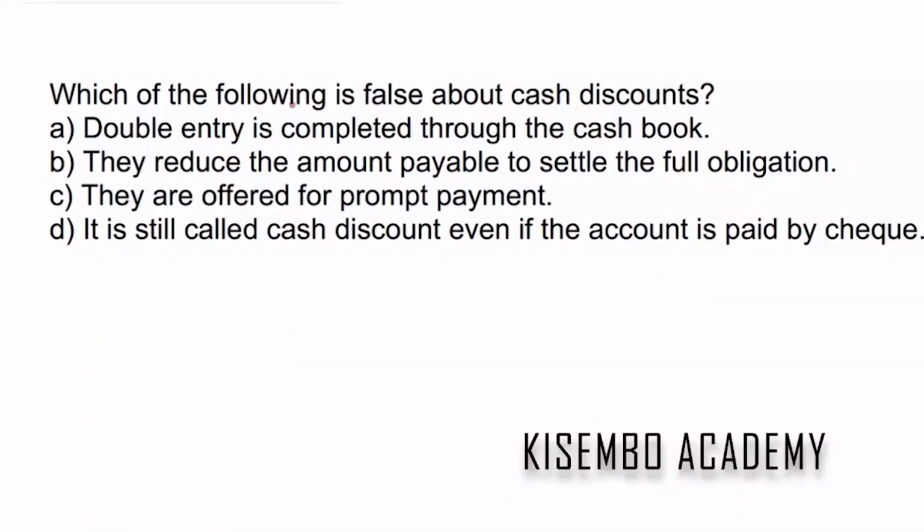So from the clip, you're able to see that when we say that double entry is completed through the cash book, that is not correct. I mean, they're asking which of the following is false about cash discounts. This is false. When it comes to these cash discounts, it's not completed in the cash book. That is false. Otherwise, part B, they reduce the amount payable to settle the full obligation.